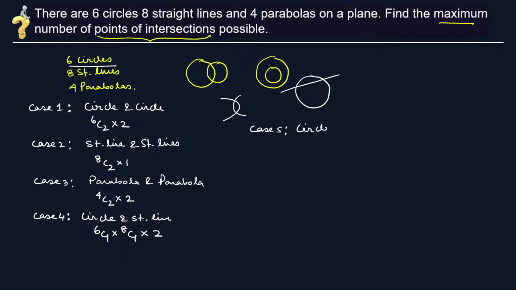Case 5: let me take a circle and a parabola. Think about it. For a circle and a parabola, they can intersect at a maximum of 4 points. Let us say this is a circle and this is a parabola. So they can intersect at a maximum of 4 points. Is it clear? Okay. So now there are 6 circles. In how many different ways can you select 1 circle? That will be 6C1. And there are 4 parabolas, out of which we have to select 1 parabola, which can be done in 4C1 different ways. And for each such selection, there will be 4 points of intersection. Therefore, the maximum number of points of intersection from a circle and a parabola is 6C1 into 4C1 into 4.